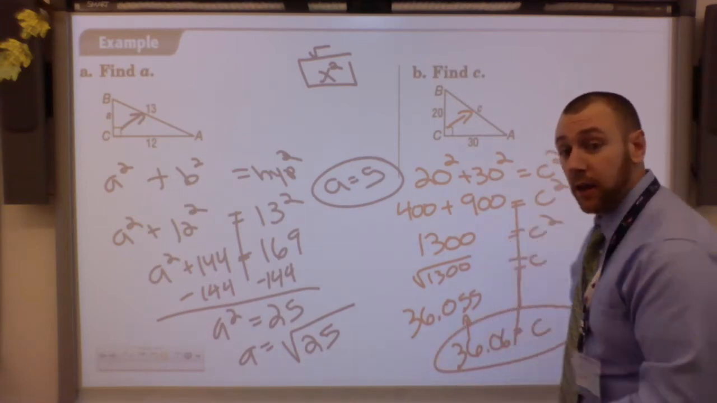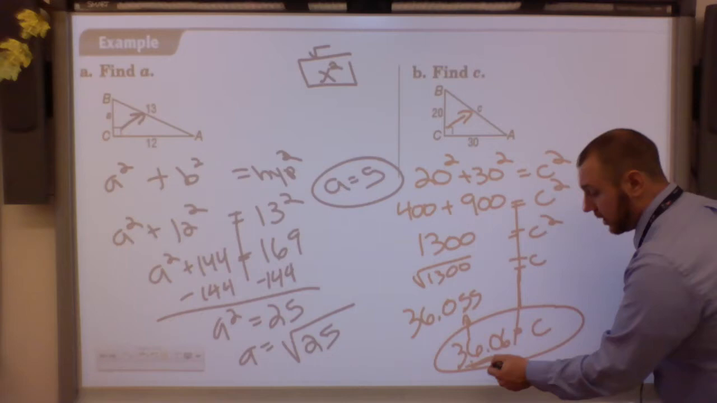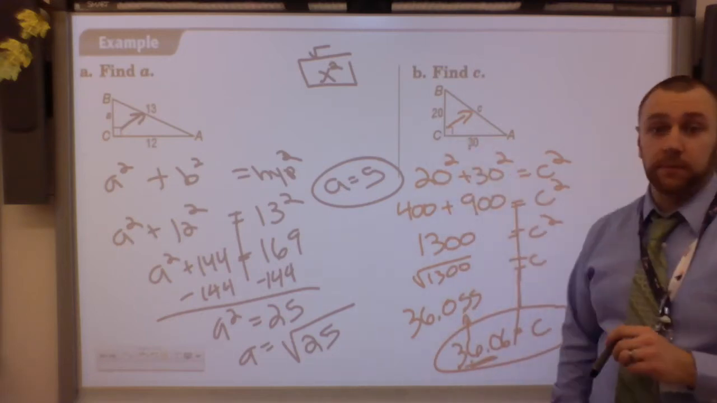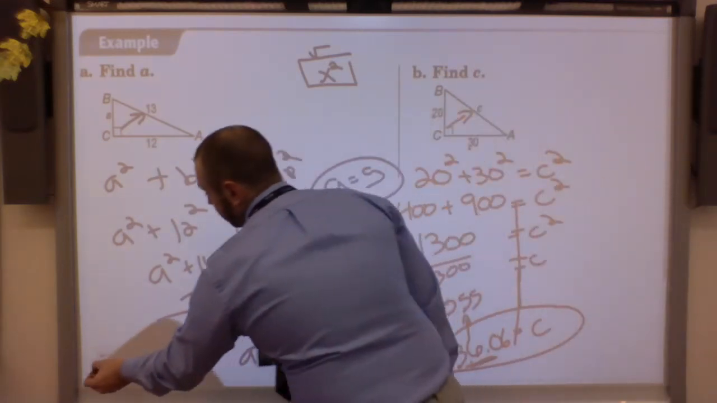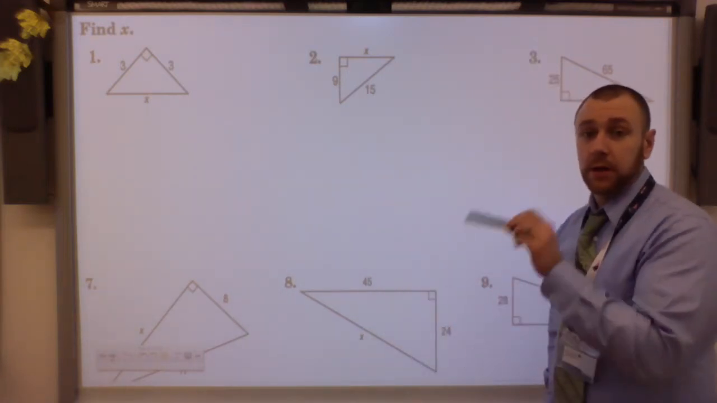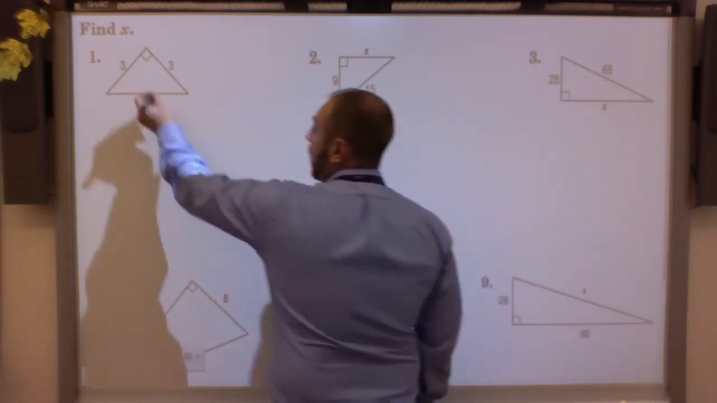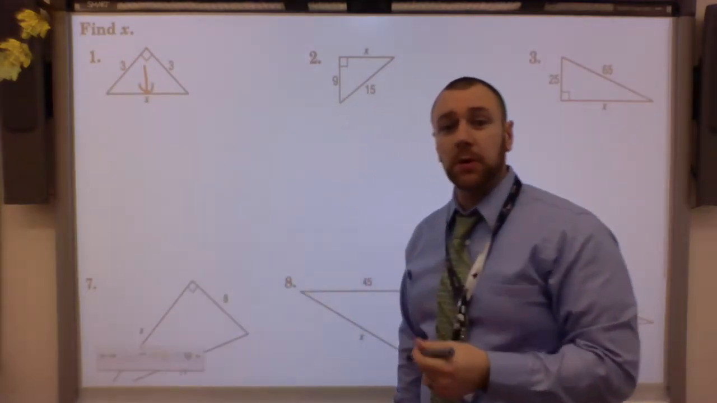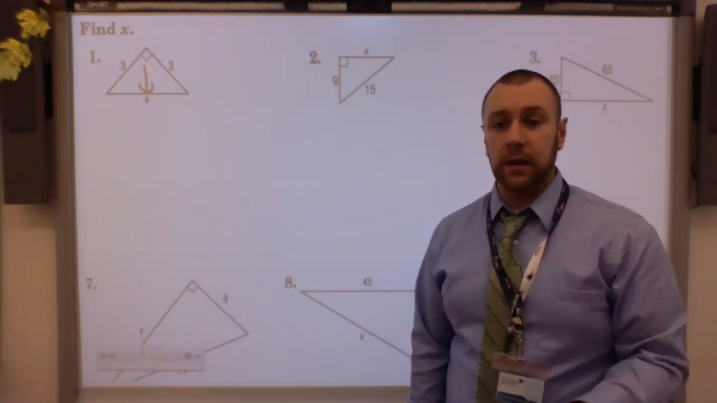And that equals my c, my hypotenuse. And you can tell that it's my c, my hypotenuse, because it's bigger than the other two sides. Okay? So the next problems are practice problems. Remember to draw the arrow. It always points to the hypotenuse, and it helps you set things up.